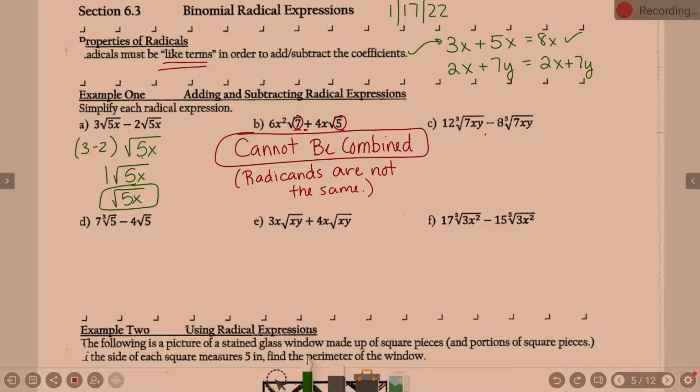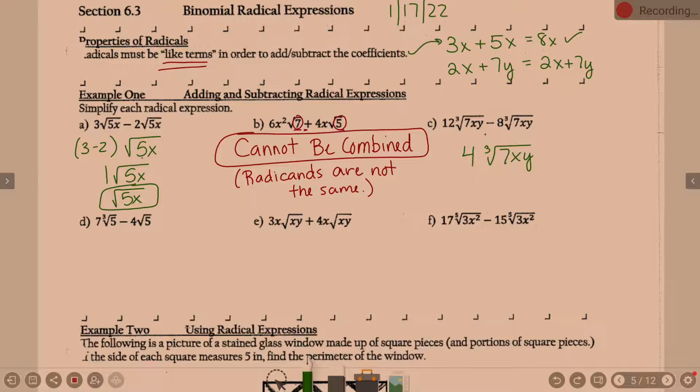What did you say, 12 minus 8? Yeah. 12 minus 8 is 4. And then what am I going to put with that 4? Cube root of 7xy. Okay? So I see what Jocelyn was misreading there. She saw it more as 12 cubed times the square root of 7xy minus 8 cubed times the square root of 7xy. But here's the deal.